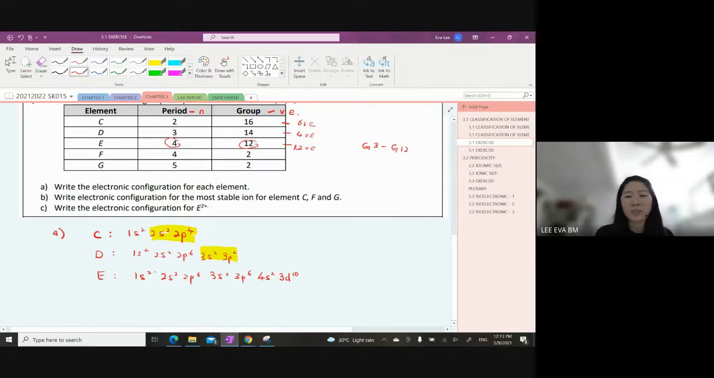So 1s2, 2s2, 2p6, 3s2, 3p6, then entering 4s and 3d. So in this case, 12 valence electron come from our 4s and 3d. Sebelum masuk 4p, 3d pun kita kira sekali sebagai valence electron. Once dia masuk 4p, 3d ni kita push dia masuk ke dalam inner shell. Okay. Faham. How about F?